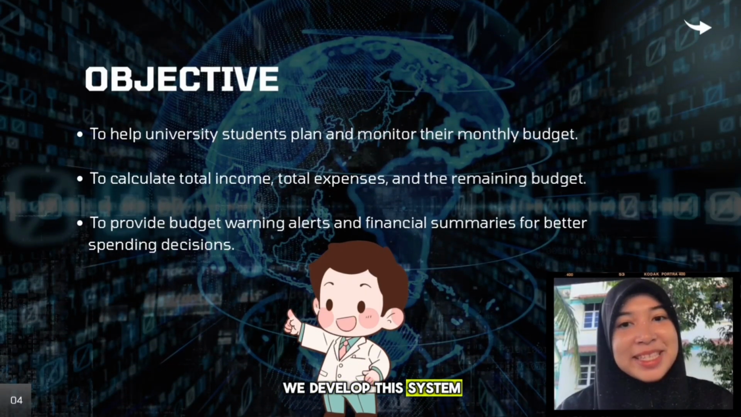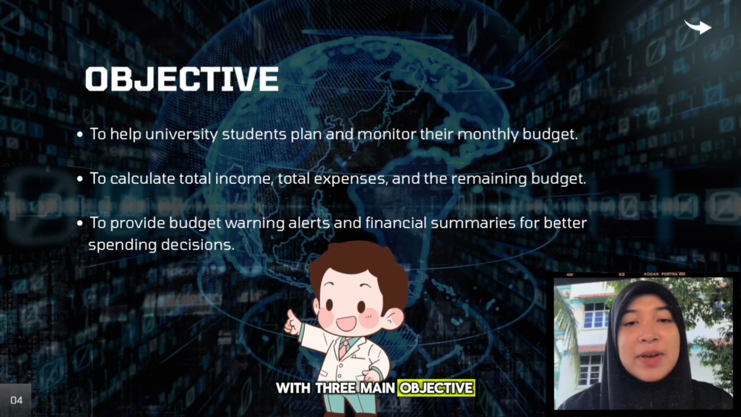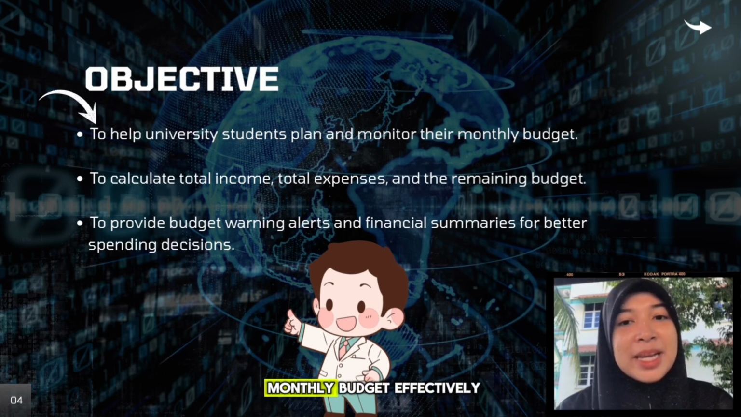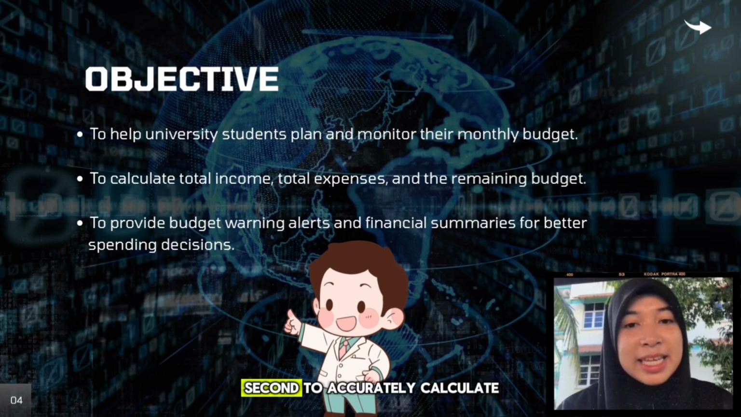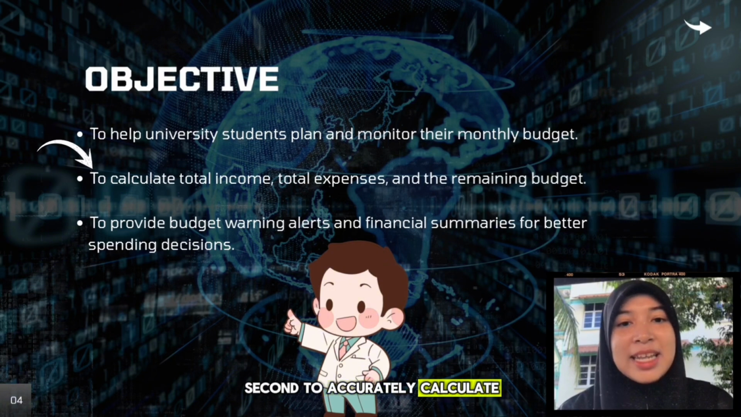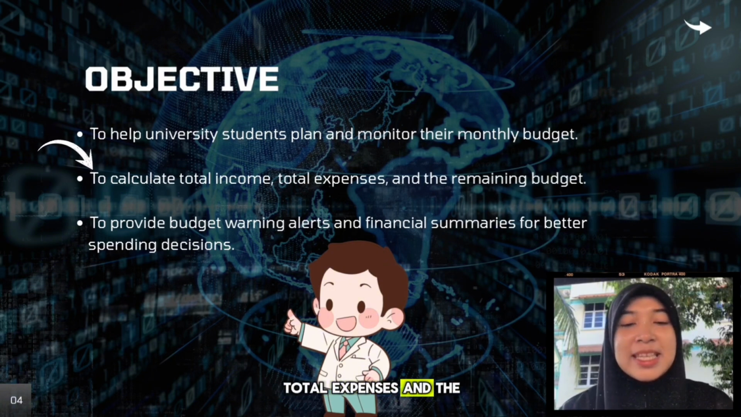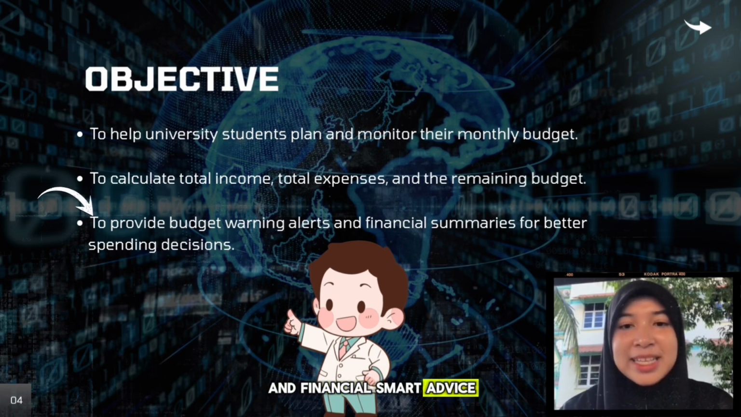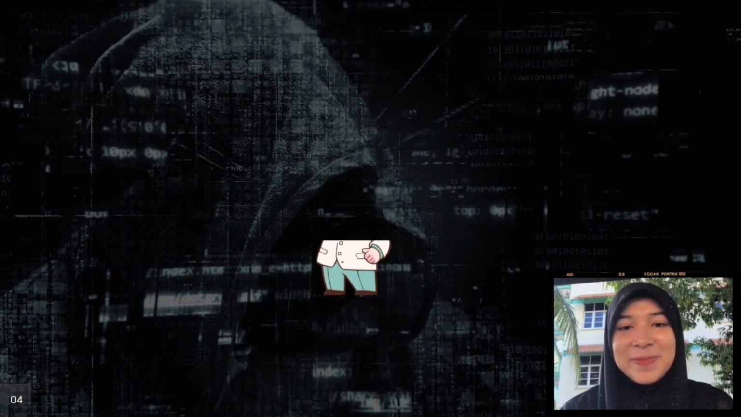We developed this system with three main objectives. First, to help university students plan and monitor their monthly budget effectively. Second, to accurately calculate the total income, total expenses, and the remaining balance. Third, to provide budget warning alerts and financial summaries that help students make smarter financial decisions.